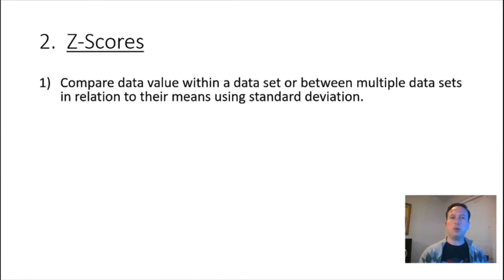All right, so now a z-score. So this is the gist of it, and then number 2 will be the definition. And this is the next question on the NTS about defining a z-score. So number 1, this is not the definition, but it's a little bit of a basic description. So what are z-scores used for? They're used to compare data values within a data set, or you can compare data values between multiple data sets.